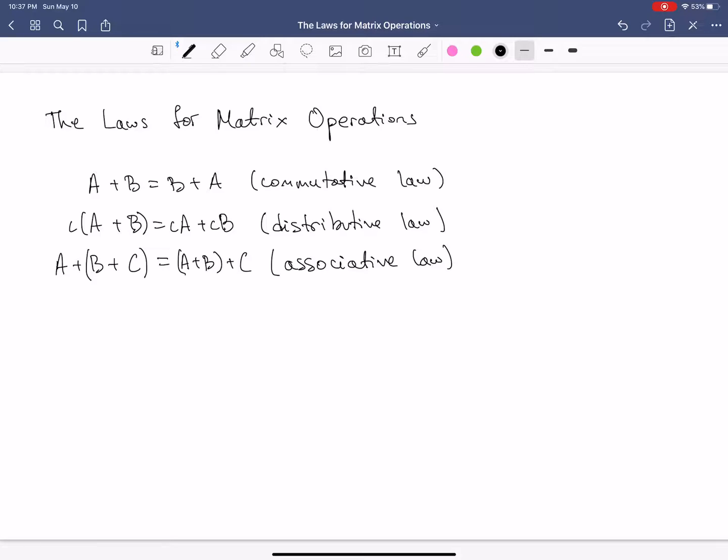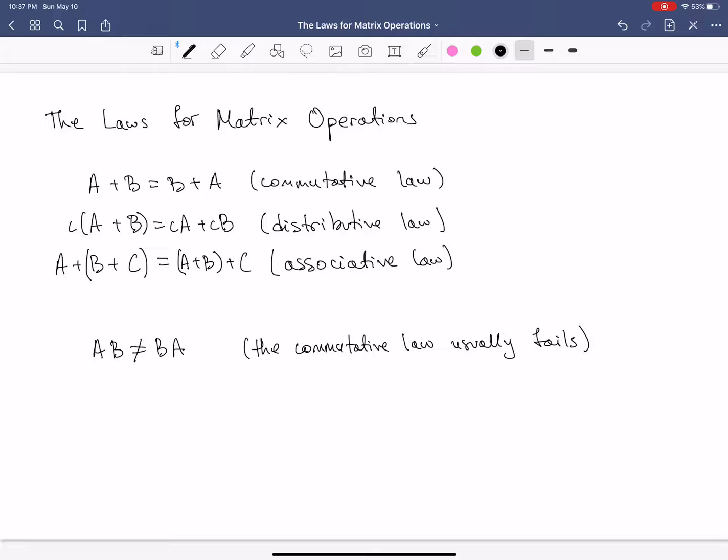Multiplication is not exactly the same. So for multiplication, the first rule does not work. A times B is not always B times A. So the commutative law usually fails. So sometimes you can multiply two matrices and the order will not matter, but more often than not, the order matters a lot. We'll look at examples to see why this would not be the case.